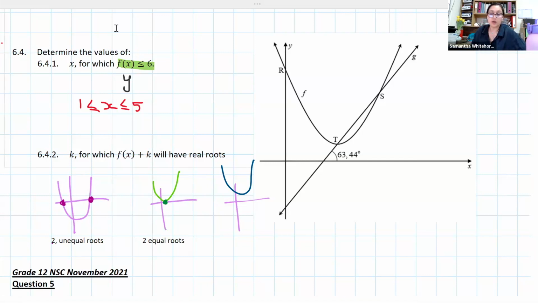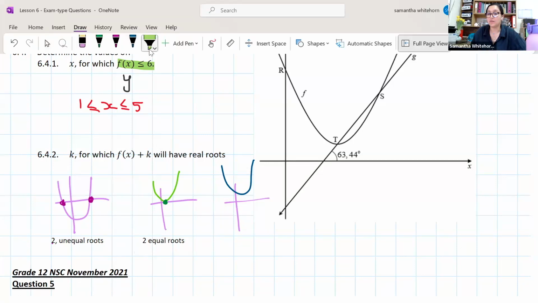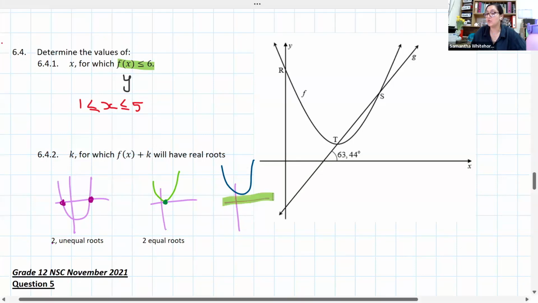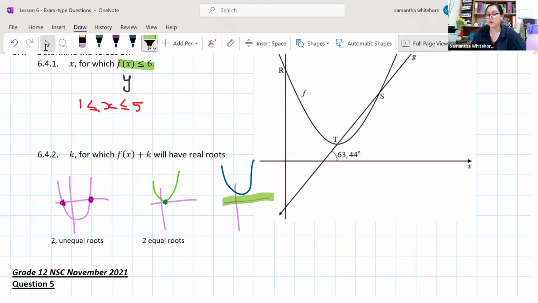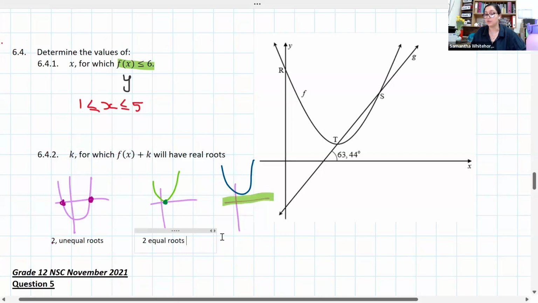In this last one, hopefully what you can see is that it's not cutting the x-axis at all. Here's my x-axis. There is no x-intercept whatsoever. And this is now a scenario where we are working with non-real roots. So when your parabola does not cut the x-axis, you have got non-real roots.